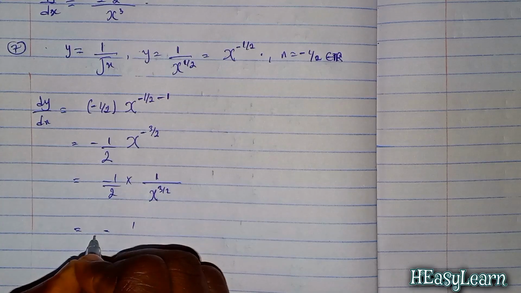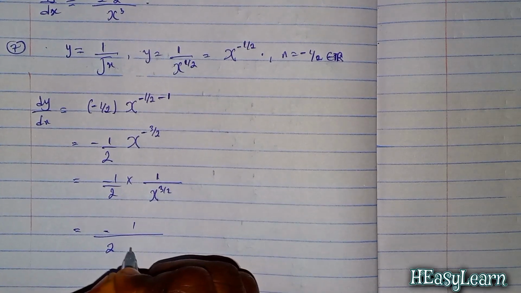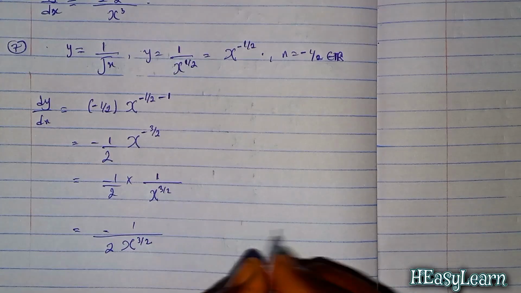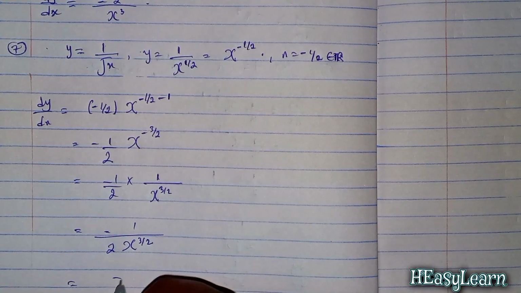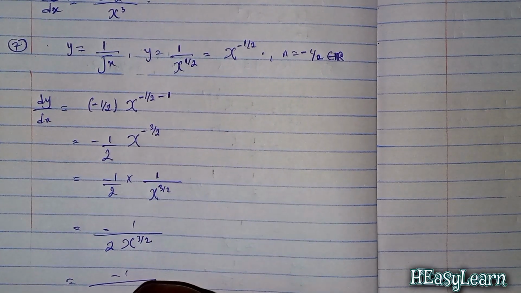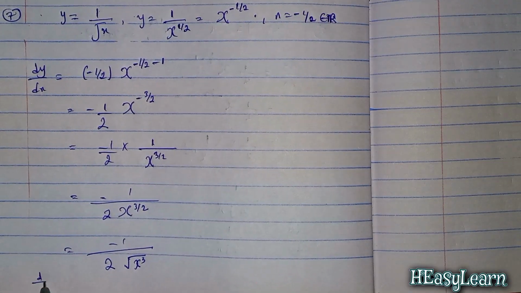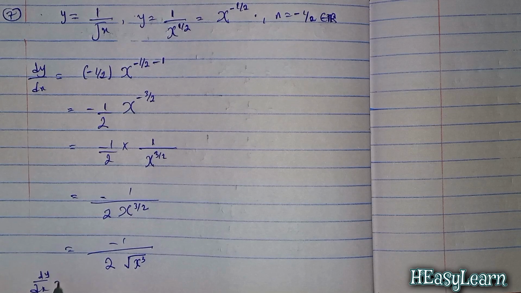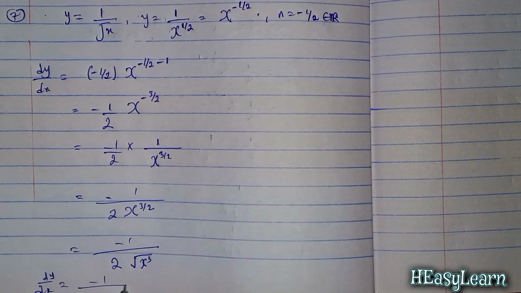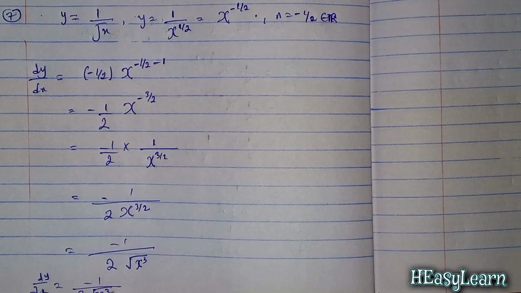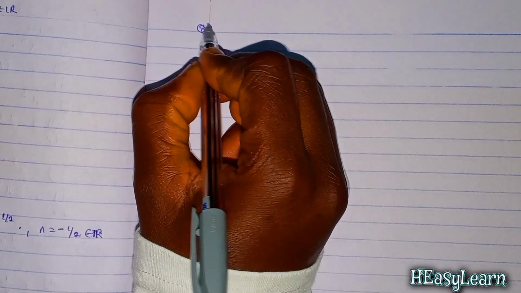Minus 1 over 2 x to the power of 3 over 2. Minus 1 over 2 square root of x to the power of 3. So the derivative of the function is equal to minus 1 over 2 square root of x to the power of 3.